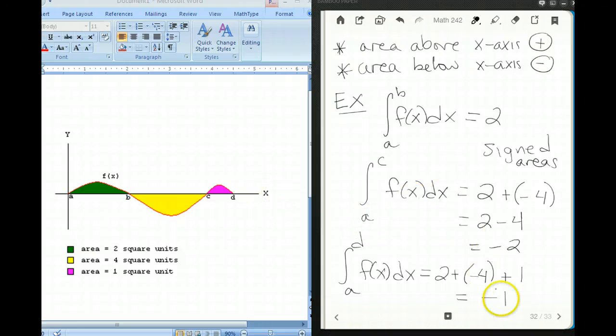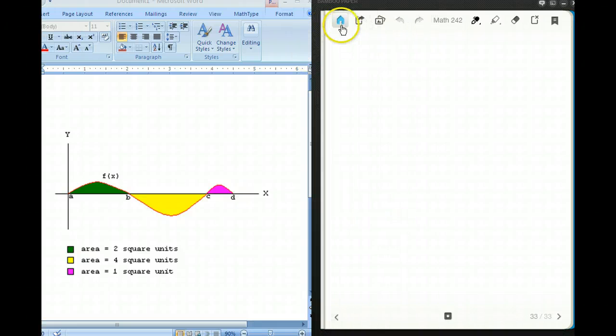All right, so let's check out some properties of the definite integral. Some are inherited from properties of the indefinite integral, but others are just specifically geometric, right? So these are properties of the definite integral.